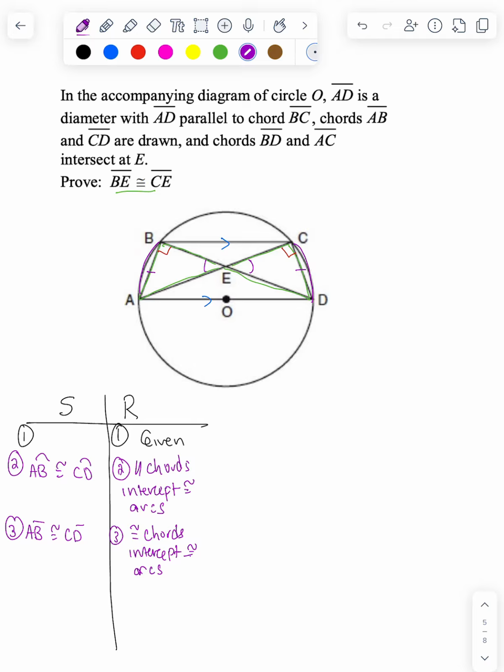I'm going to put the vertical angles in. So angle BEA is congruent to angle CED. And that's because intersecting lines form congruent vertical angles.